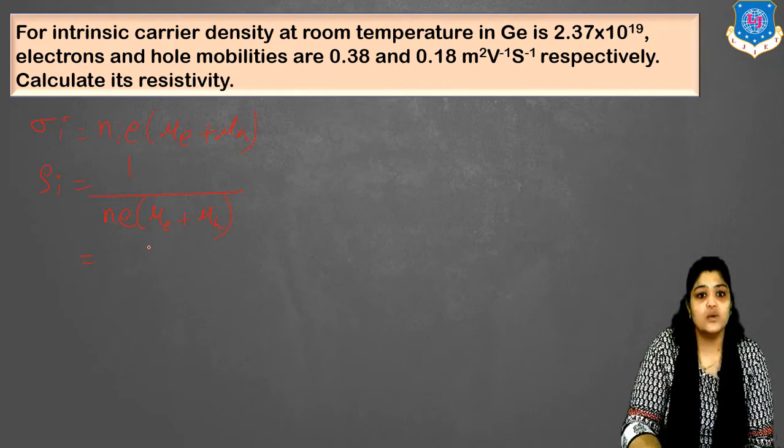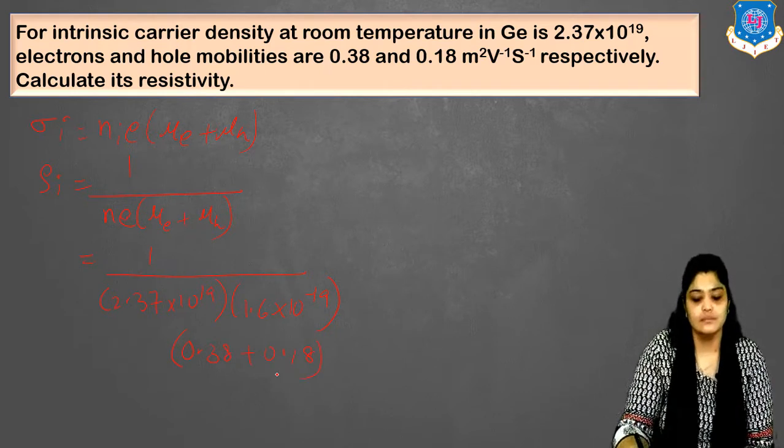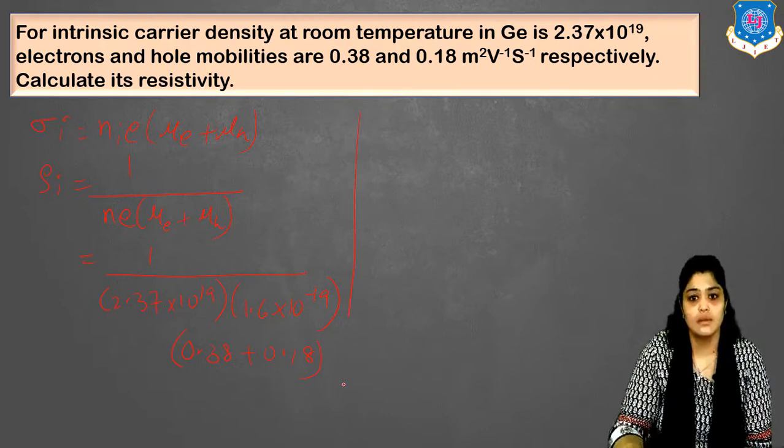So this is nothing but 1 upon N, which is given as 2.37 into 10 raised to 19, into charge of electron 1.6 into 10 raised to minus 19, into mu e plus mu h, that is 0.38 plus 0.18. Solving this, we have rho is equals to 0.471. Unit of rho is ohm meter.